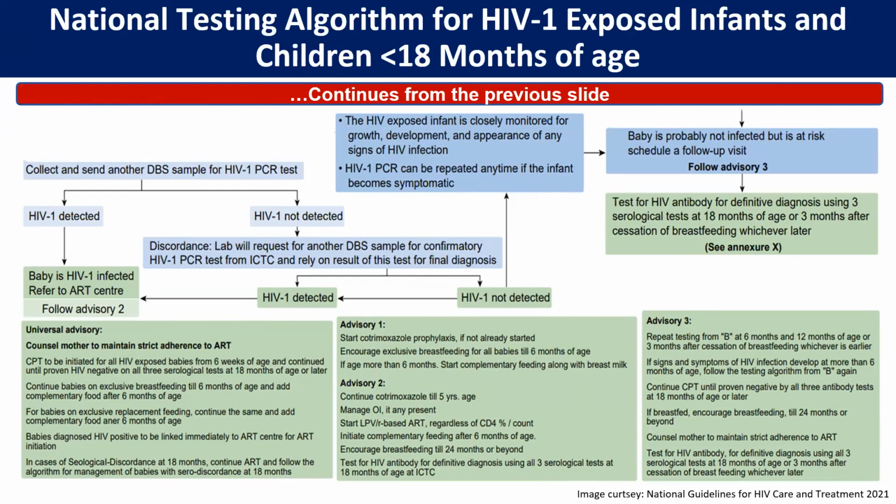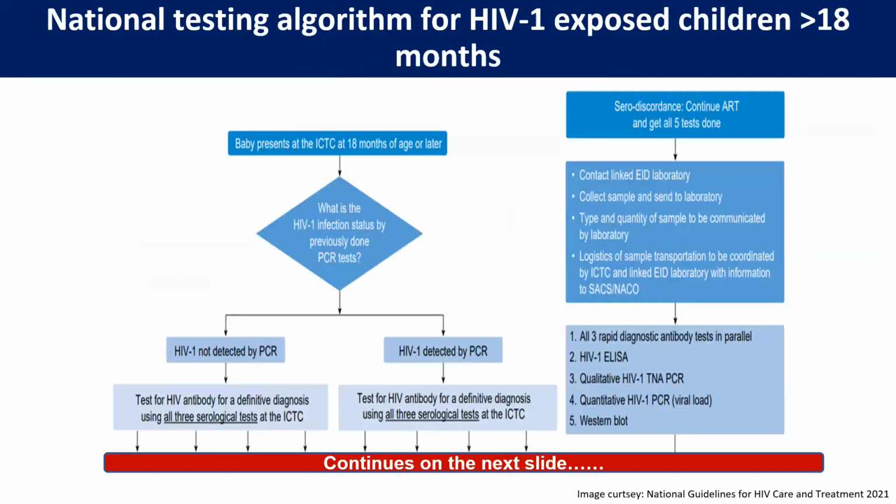Babies diagnosed as HIV positive are to be linked to the ART center for ART initiation. In case of serodiscordance at 18 months, continue ART and follow the algorithm of management. So for children who are HIV positive, start cotrimoxazole prophylaxis if not already started. Exclusive breastfeeding should be continued, and if age is more than 6 months, start complementary feeding. So these are different advisories. You can go through that.